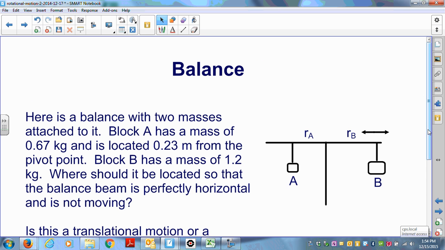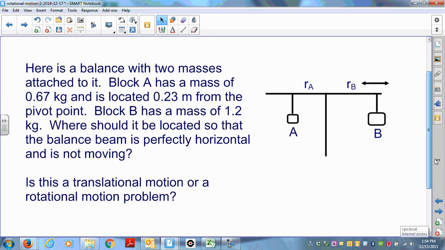Okay, so here we have a balance with two masses attached to it. Mass A has a mass of 0.67 kilograms and is located 0.23 meters from the pivot point. Block B has a mass of 1.2 kilograms. Where should it be located so that the balance beam is perfectly horizontal and is not moving? Is this a translational motion or a rotational motion problem? Pause the video now if you want to go ahead and calculate this.